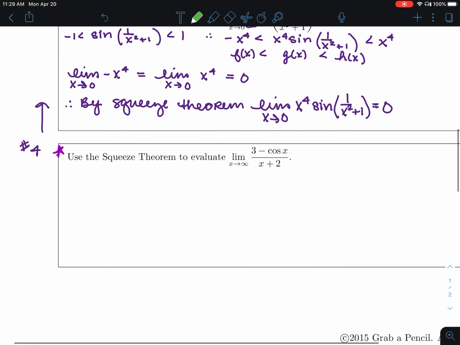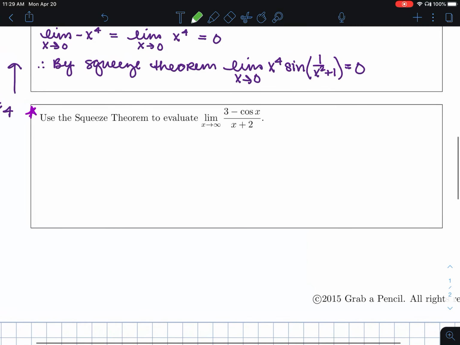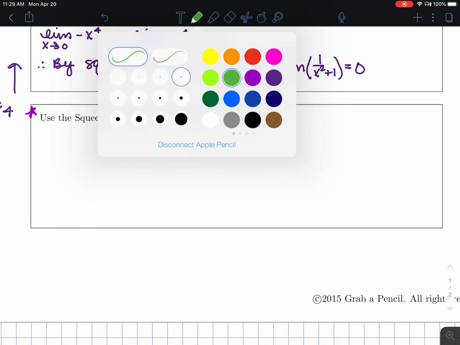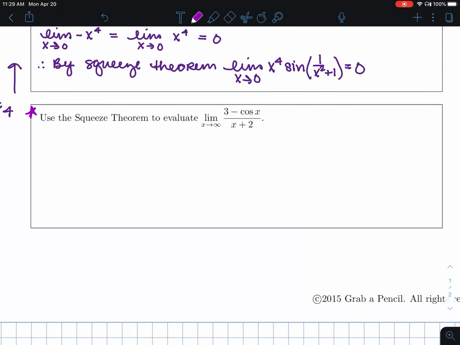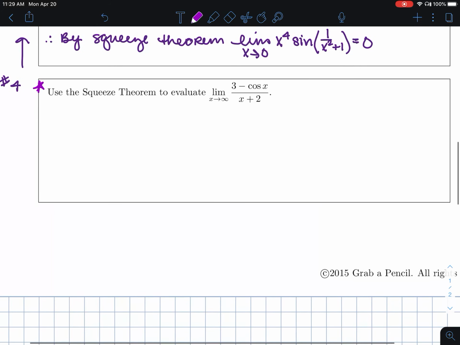But the final problem I thought was really tricky, and I was impressed by how many students were able to figure this out on their own. The first thing that we look at when we look at the squeeze theorem is where the function is going. And so this function is going to infinity. And so we need to find a function that would trap this cosine function. The difference with this one is that we have a 3 here.